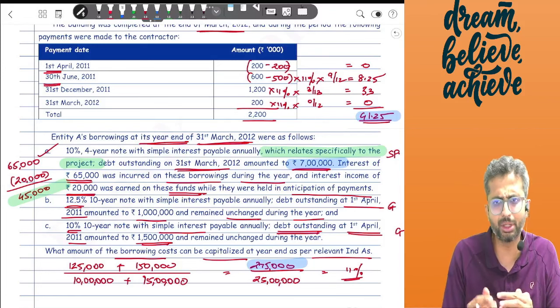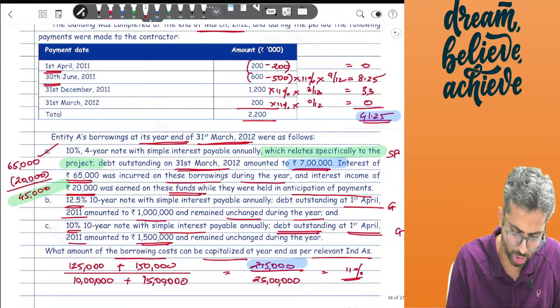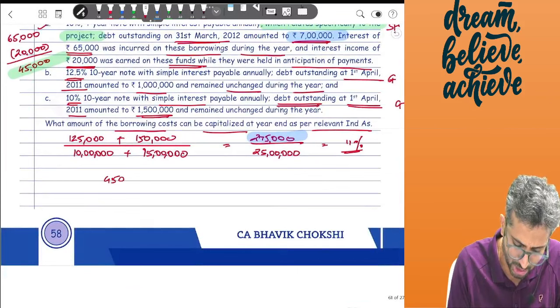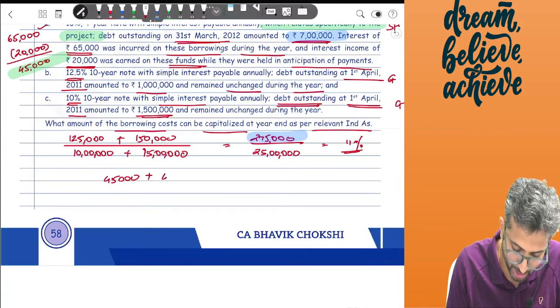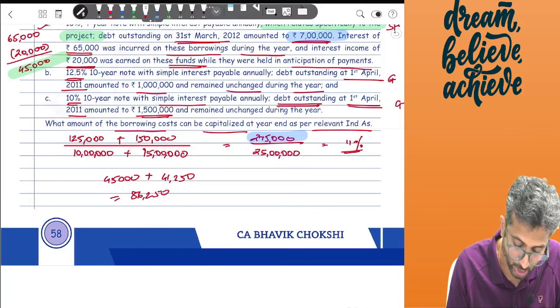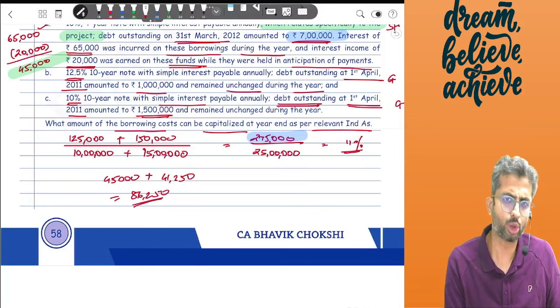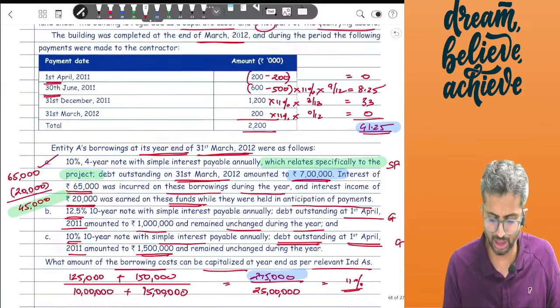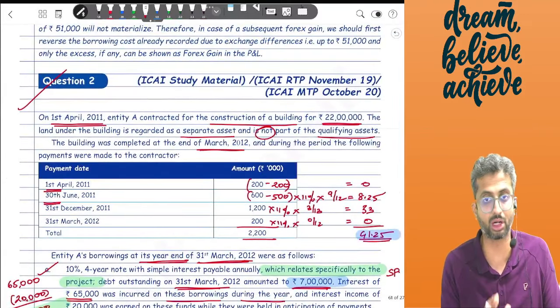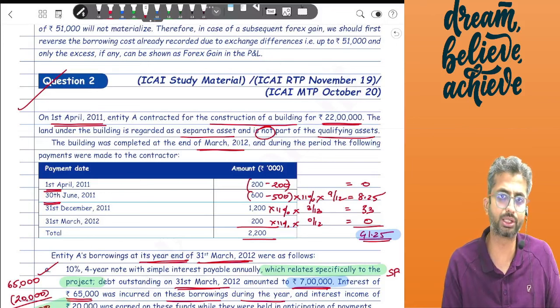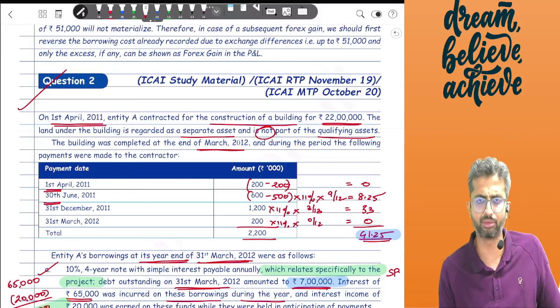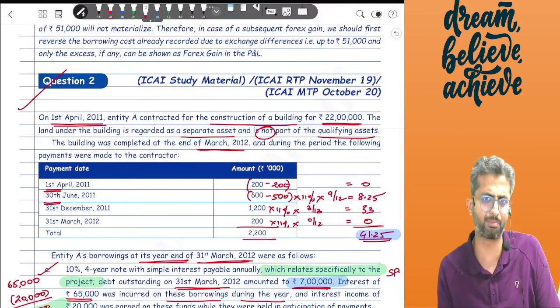This is within the limit and hence we can say that the borrowing cost to be capitalized will be 45,000 out of the specific borrowings and 41,250 out of the general borrowings, and hence this is 86,250. So once you do this numerical, this is a typical exam grade question which can be asked. If you are comfortable with this, it is quite a good coverage from an exam perspective.